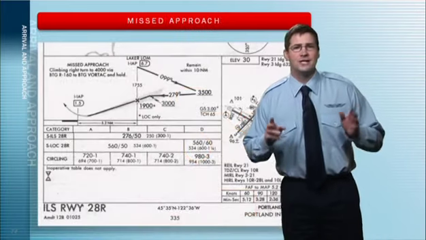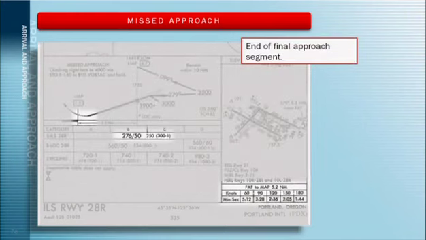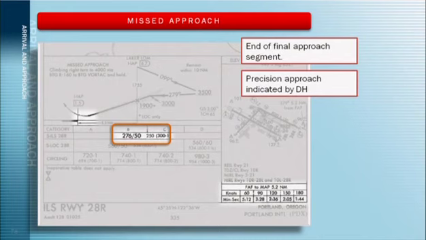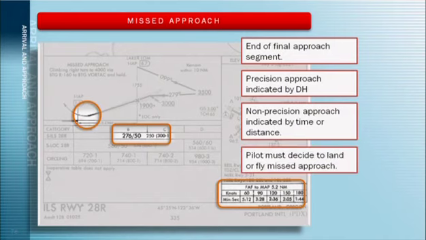Remember, a missed approach is also part of the approach procedure. It starts at the end of the final approach segment, which is decision height on a precision approach. For non-precision approaches, the missed approach is initiated at a specific time or distance. At the missed approach point, the pilot must decide: land or fly the missed approach.